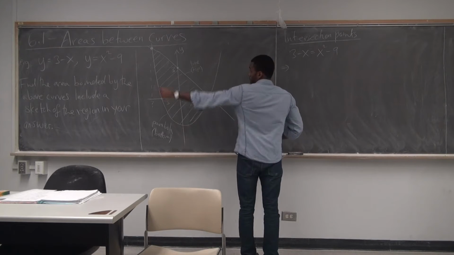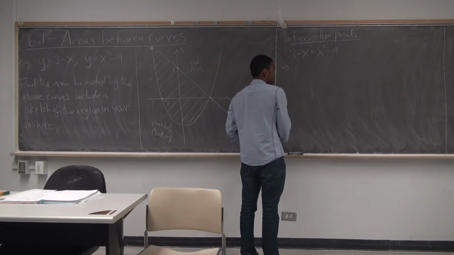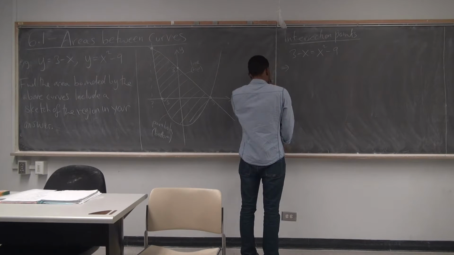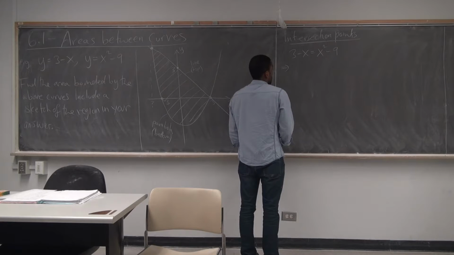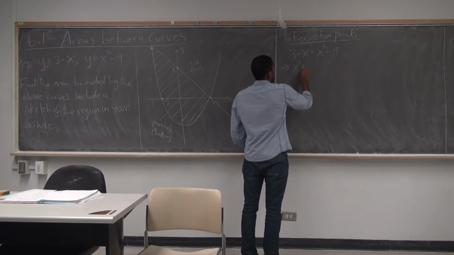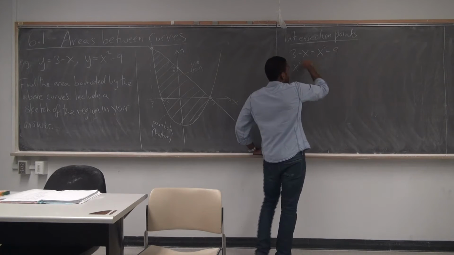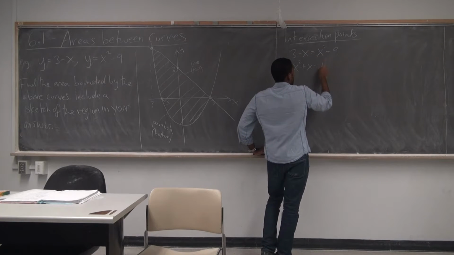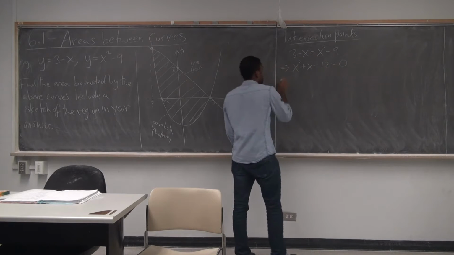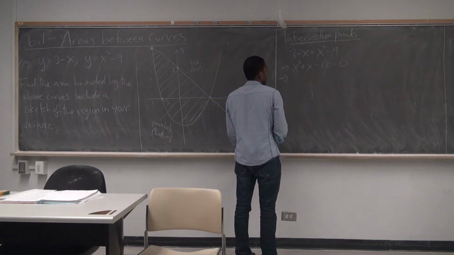Find the intersection points. I plug one function into the other one. That's how you find intersections. Move the left side to the right side, so it's equal to 0. X squared plus x, and that'll be minus 9 minus 3, so that's minus 12. So you bring everything to one side, say equal to 0, now what?